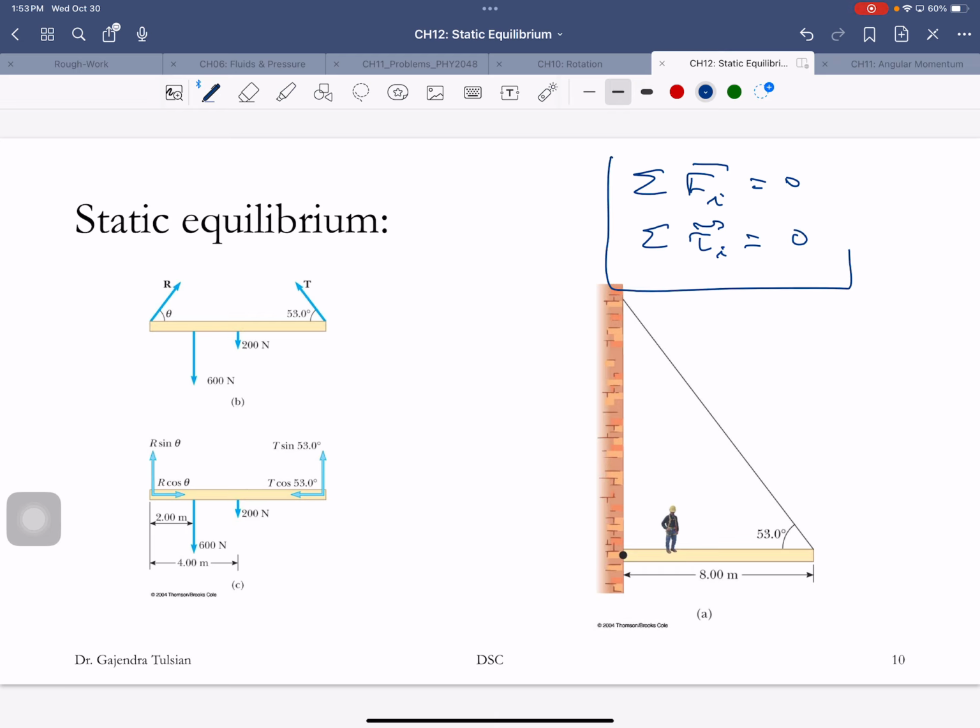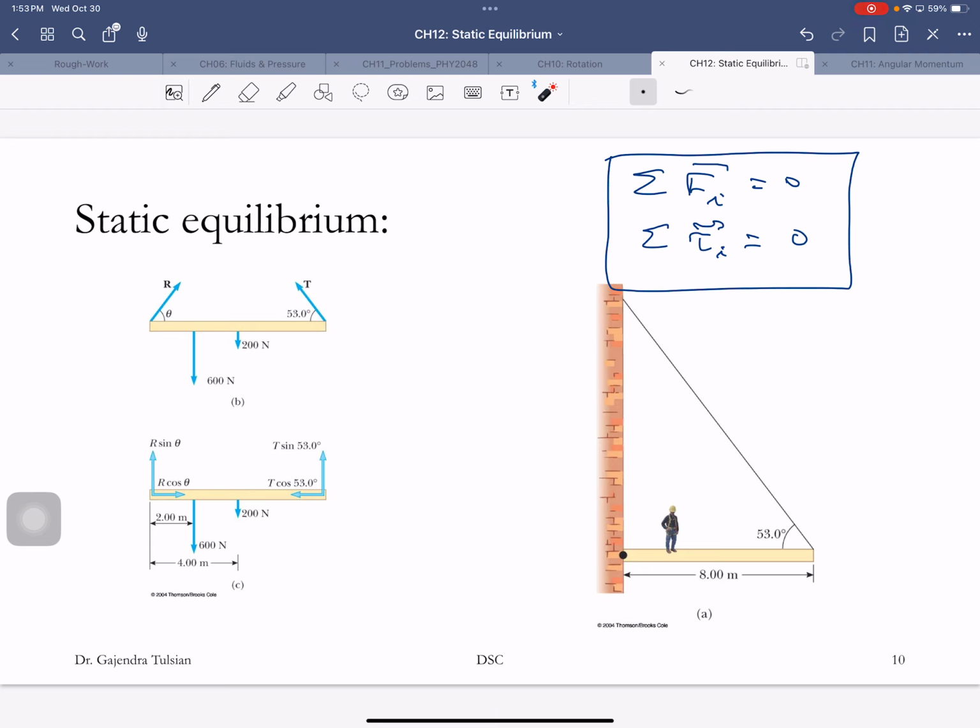Okay. So let me state this again. For extended objects, when all forces do not go through the center of mass, the two conditions for equilibrium are the sum of the forces should be 0 and the sum of the torques of these forces should be 0. And this is the basis for the entire course, statics.